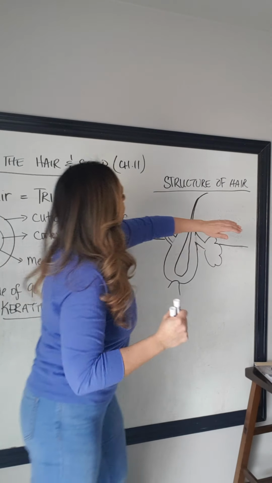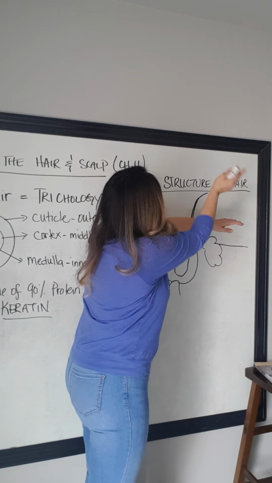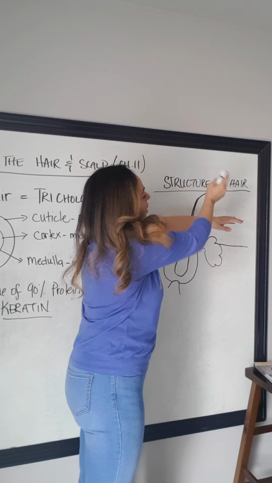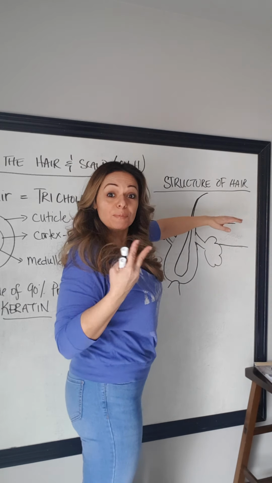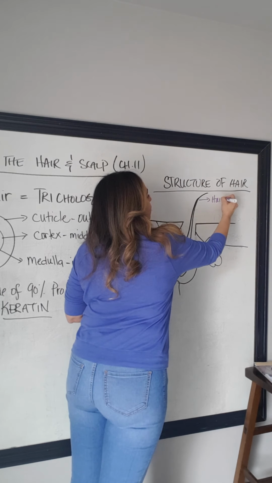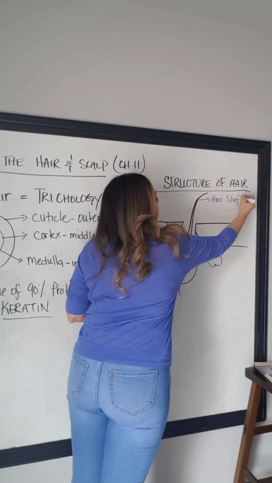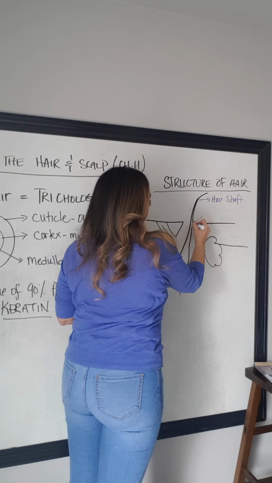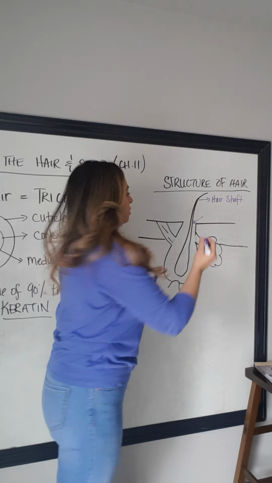So if you imagine that this is a strand of hair coming out of my arm, this part here, we've already labeled the two main parts of that, or we've already mentioned that. So this is your hair shaft, and this right here is your hair root.